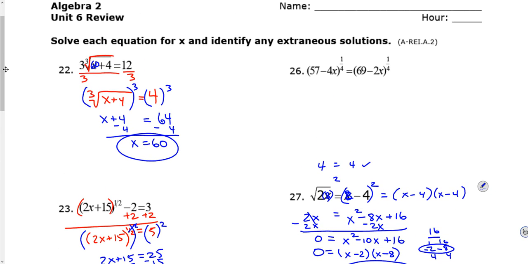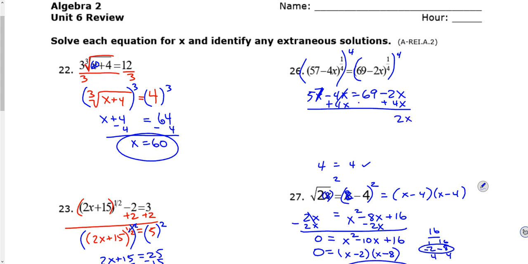We have the exponent of 1/4, so we're going to raise that to the 4th, raise that to the 4th. So we have 57 minus 4x equals 69 minus 2x. All of the x's need to go to one side, so I'll add 4x to both sides. Oh, this is 57. I was getting thrown off a little bit. So this is 2x. Then I'm going to subtract the 69 over. Subtract 69. 57 take away 69 is negative 12. So this crosses out. So we just divide by 2. So x equals negative 6 is a possible solution.